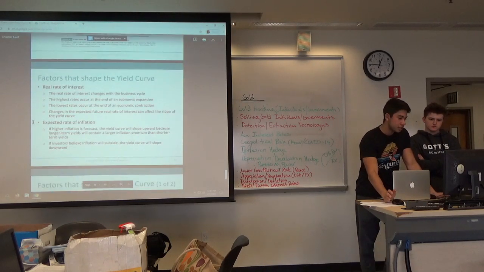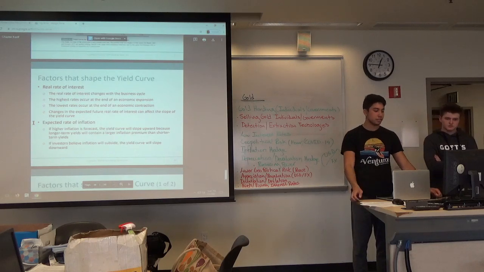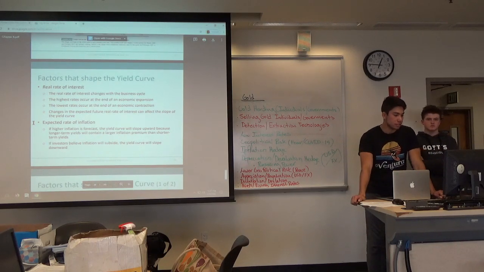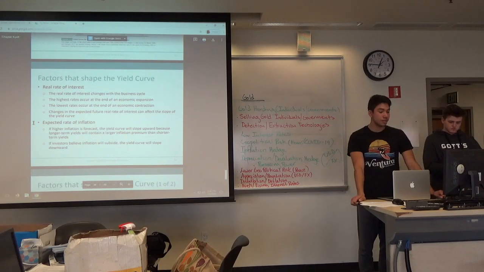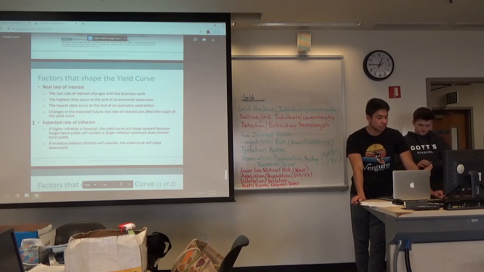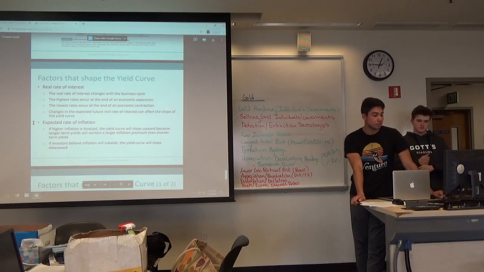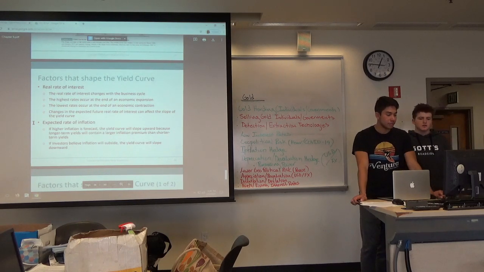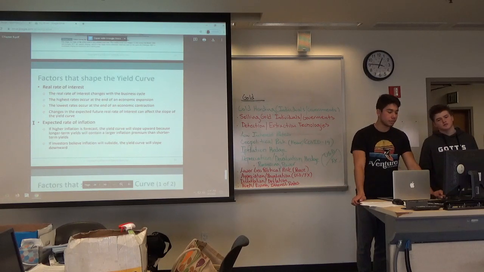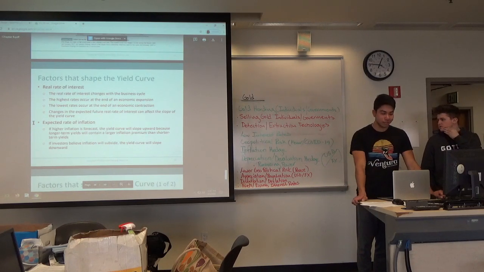And then the factors that shape it. First is the real rate of interest. This is like the Fisher equation almost. The real rate of interest changes with the business cycle. The highest rates occur at the end of economic expansion, and the lowest rates are at the end of economic contraction. Changes in the expected future real rate of interest can affect the slope of the yield curve. And then the expected rate of inflation, which is what's shifting the yield curve right now to be inverted. It shifted to inverted about 2 years ago.